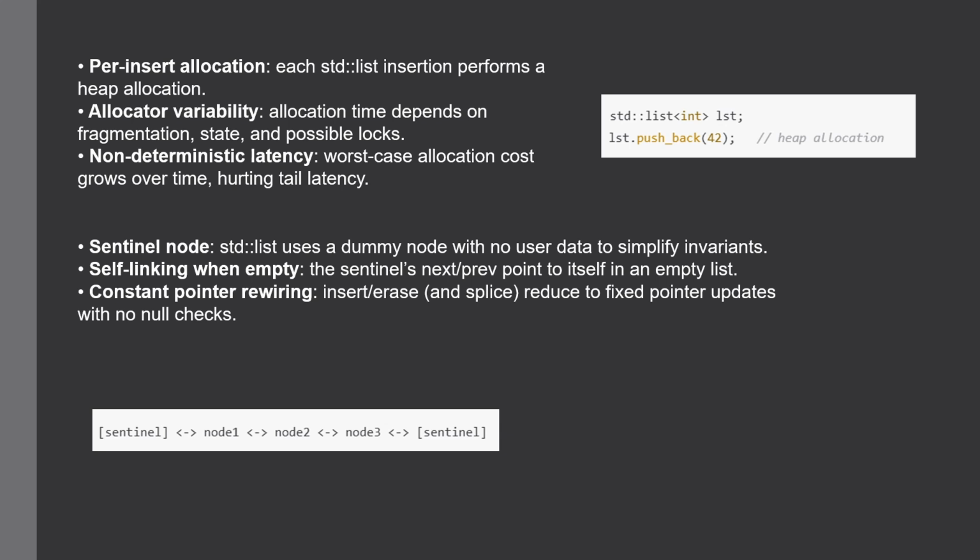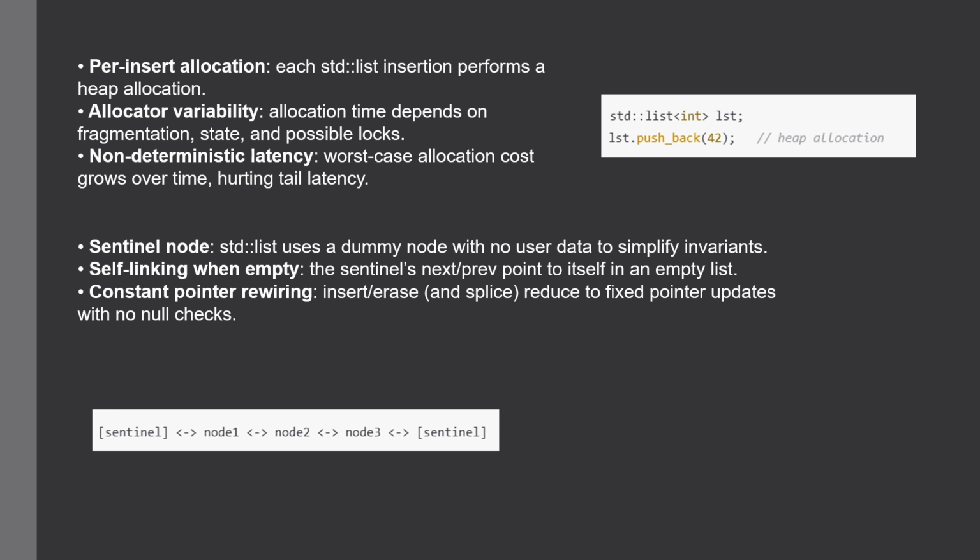Every insertion into a std::list allocates a new node. Look at the code on the right side, lst.push_back(42). It is allocating a new node on the heap and creating those next and prev pointers of 8 bytes each, 16 bytes in total, and then storing the number 42 in the value.